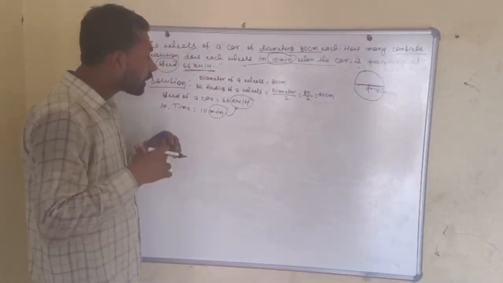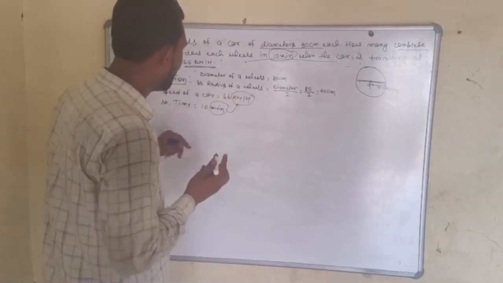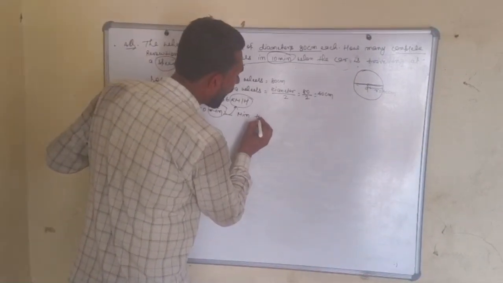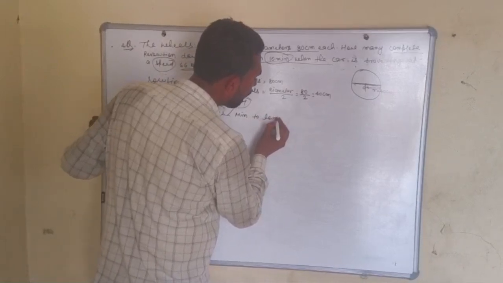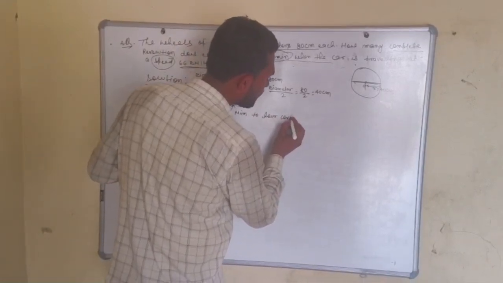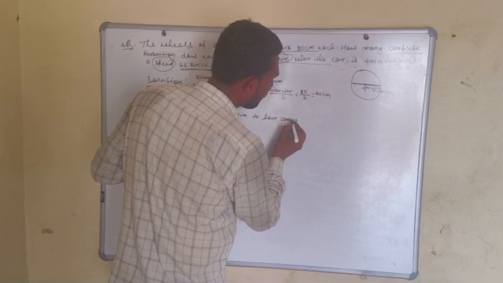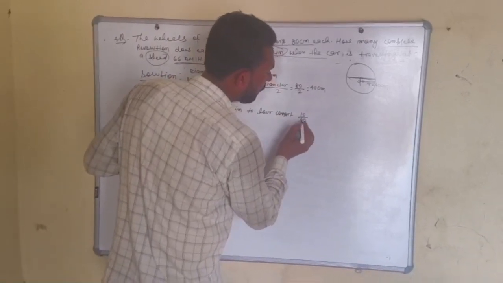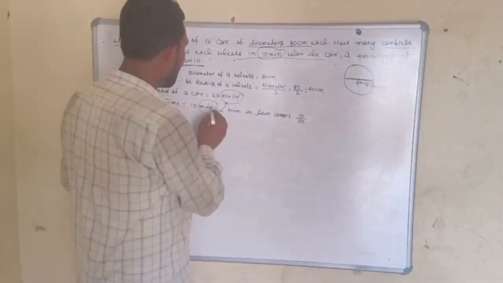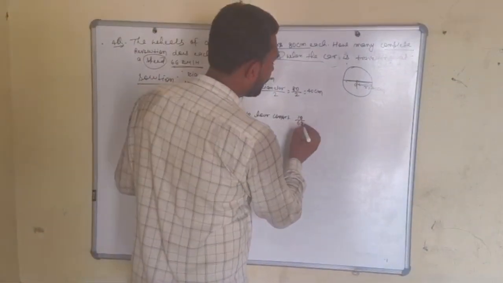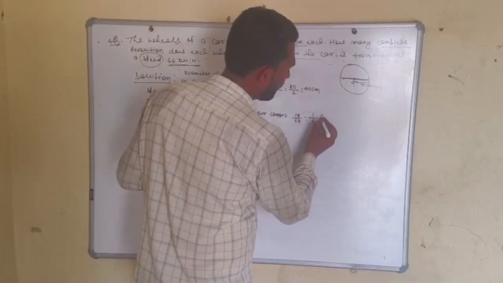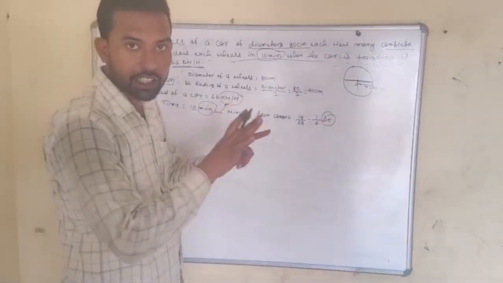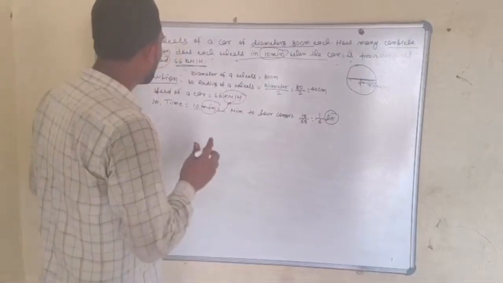So how to convert minutes to hours? Minutes to hours: 10 upon 60, 10 minutes upon 60, equals 1 upon 6 hours. Then the speed unit and time unit will be the same. Now we solve this question.